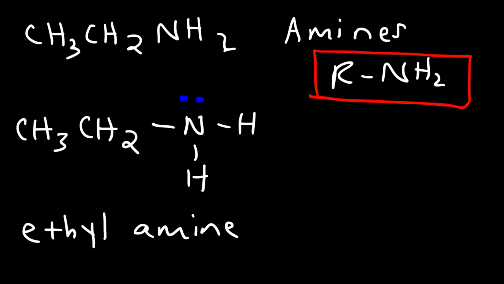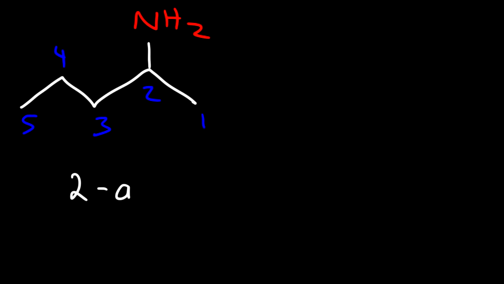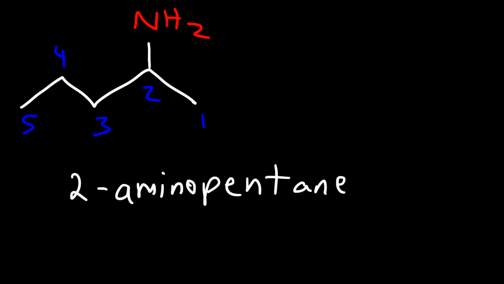Now, if you're dealing with IUPAC nomenclature, the NH2 group as a substituent is called amino. So you can also say this is aminoethane. Now let's say we had a longer chain and we have the NH2 group on carbon 2. So for a 5-carbon chain, this would be pentane. But we can say 2-aminopentane. So that's how we can name that particular amine.